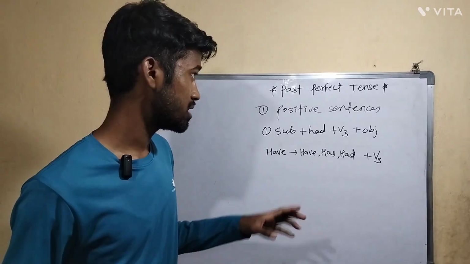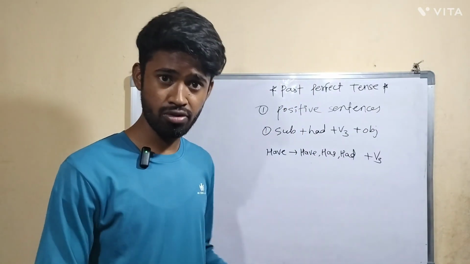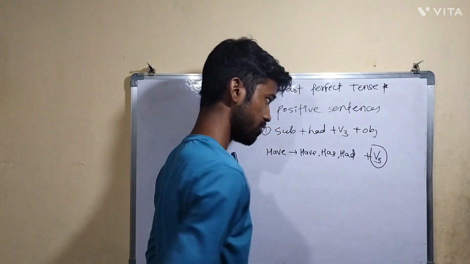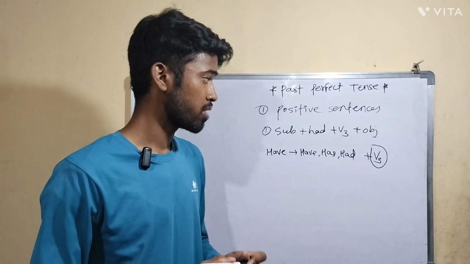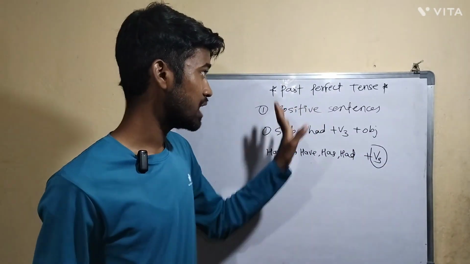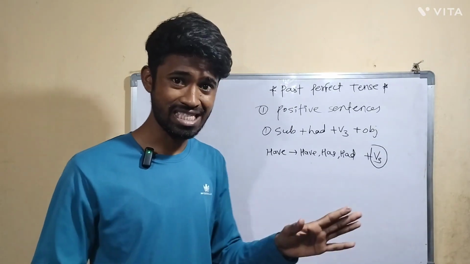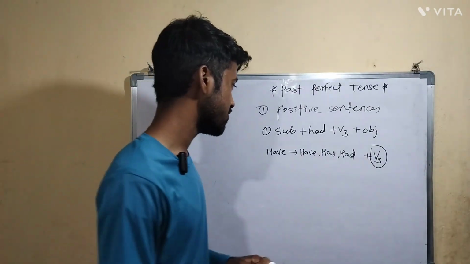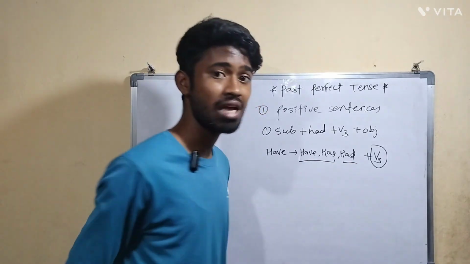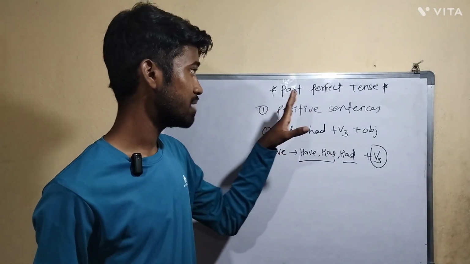Or you can understand it like this: in perfect tense, it can be present, it can be past, it can be future, we always have to use third form of verb. If you remember like this, it is easy to remember. So in any perfect tense you always have to use third form of main verb. And in present perfect tense we use have, has, and in past perfect tense we use had as helping verbs. So this is about positive sentences in past perfect tense.